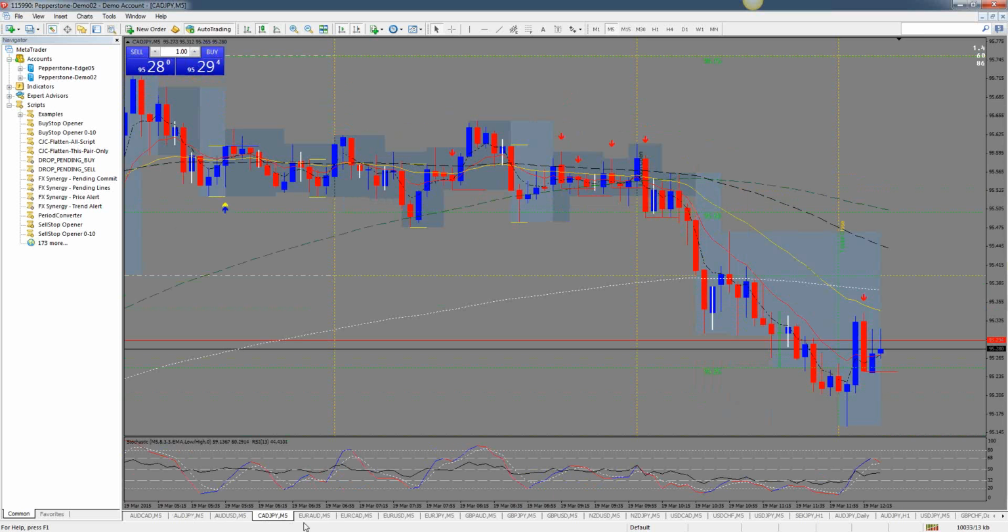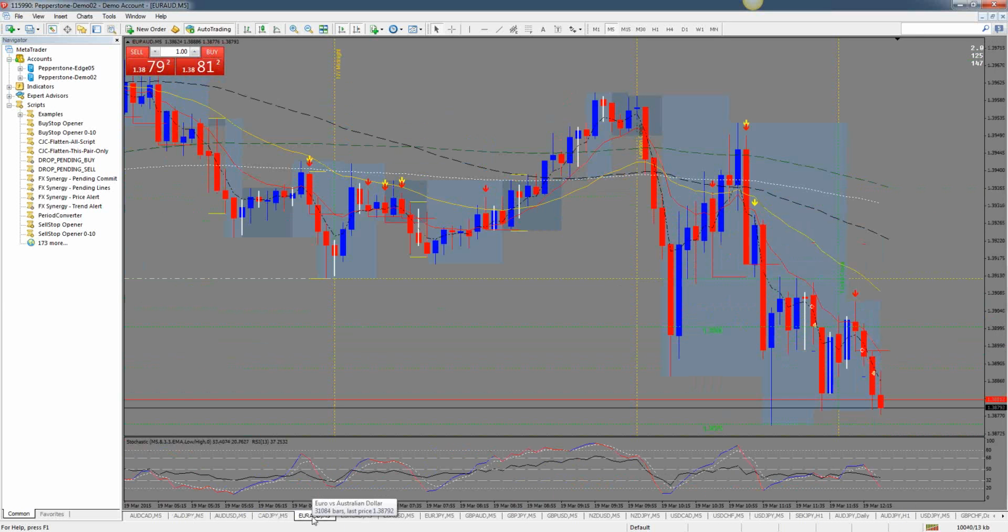Anyways, let's flip through these really quick again. Okay, we have a setup here, nothing. It hasn't broken on the CAD yen.